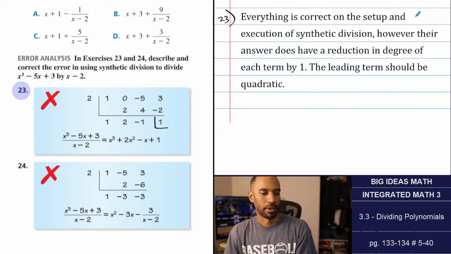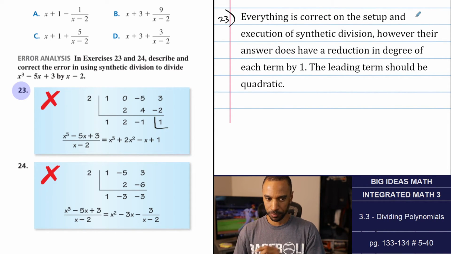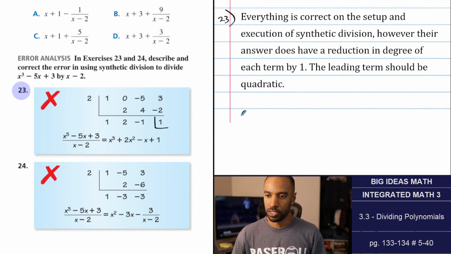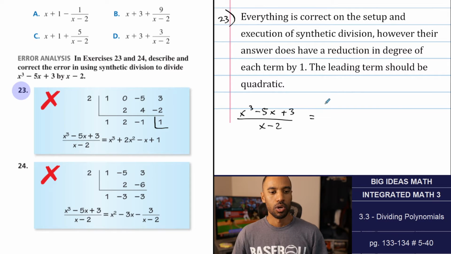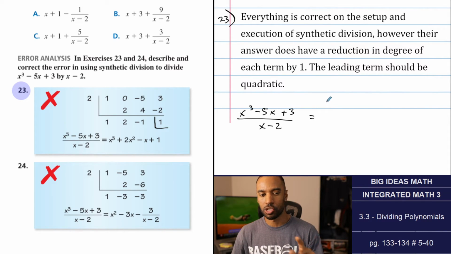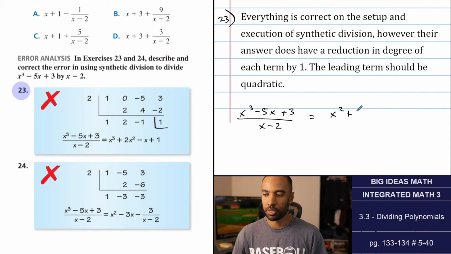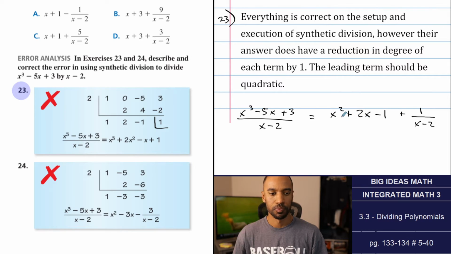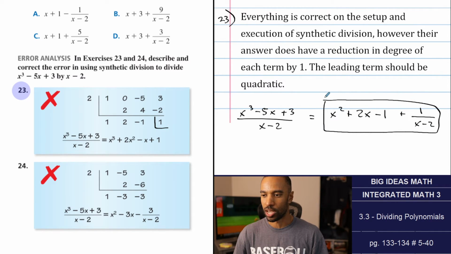So in correcting it, I'm not going to make any changes on anything else except just write. The way that they wrote this part, and I haven't been writing it like this before, is an x cubed divided by an x should be an x squared. So look at their coefficients, 1, 2, negative 1. It should be 1x squared plus 2x minus 1. The remainder is a 1, so this is plus 1 all over x minus 2. Keep in mind that x minus 2 was that original factor, so that's the change we need.